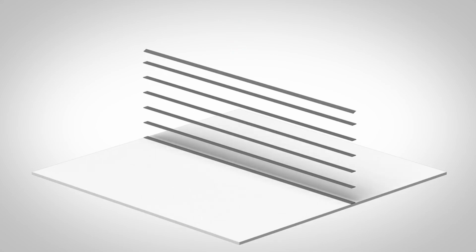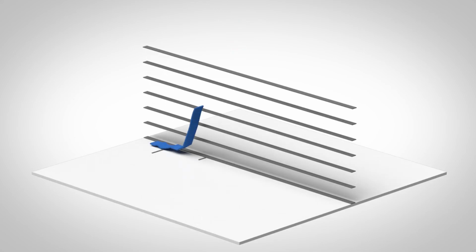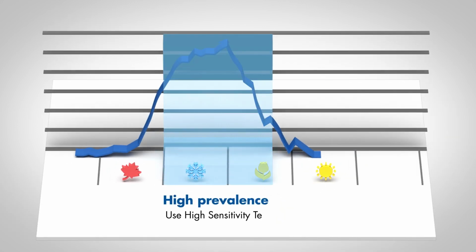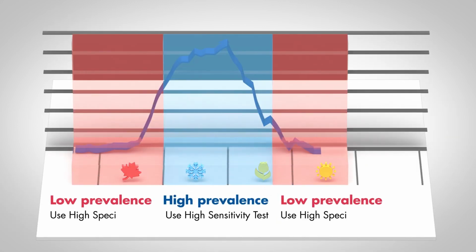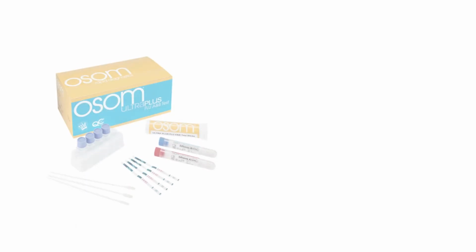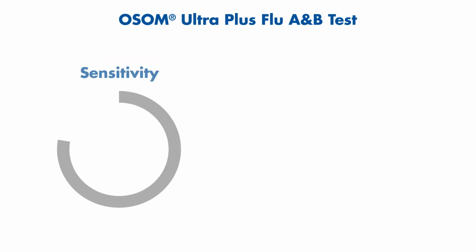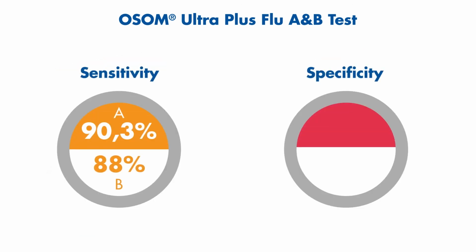Choosing a high-performing diagnostic test means finding the sweet spot which best balances false negatives and false positives. Having a test with high sensitivity and high specificity allows for confidence in the results, whether the disease is in high or in low prevalence in the community. When choosing an influenza rapid test, choose one which hits the sweet spot between sensitivity and specificity.